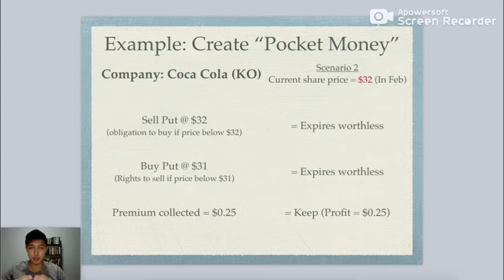Just a quick recap: if the share price goes up above 32, you just keep the premium because both contracts expire worthless. When the share price stays the same, you will also keep the premium of 25 cents because the two options will expire worthless.